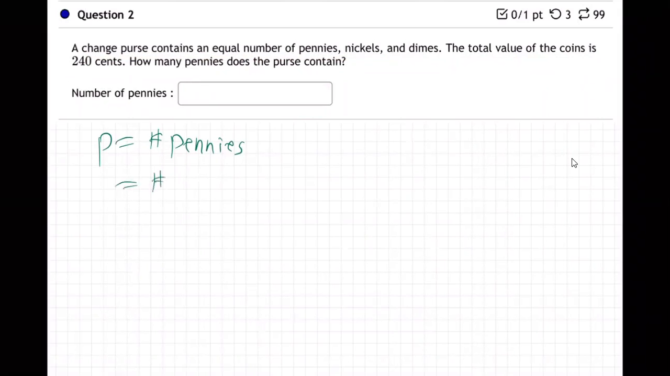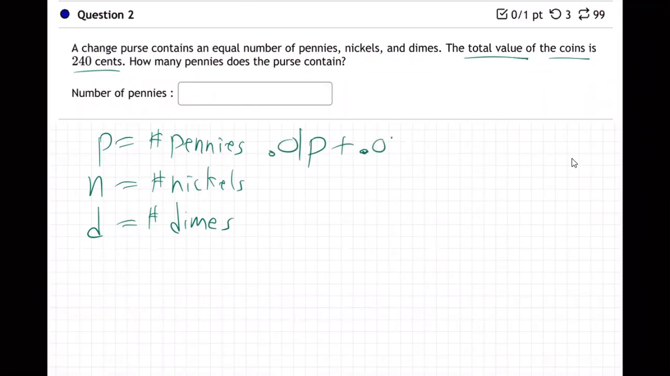And we're going to have the number of nickels and the number of dimes. N for nickels, D for dimes. All right, and then they're saying the total value of the coins is 240 cents. So that means P times, well, each penny is 1 cent. You could do 0.01. And each nickel is 5 cents, and each dime is 10 cents. And that adds up to $2.40.